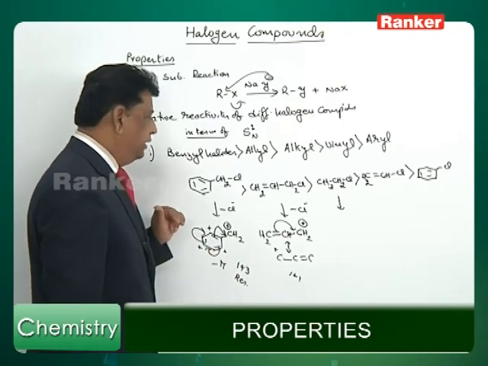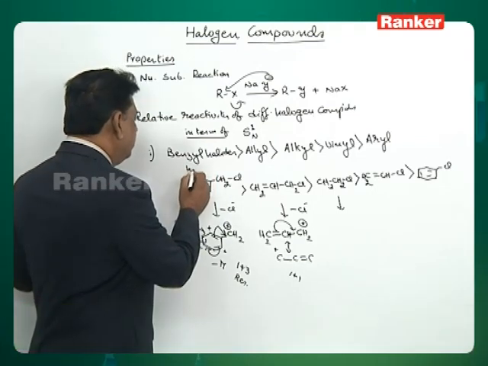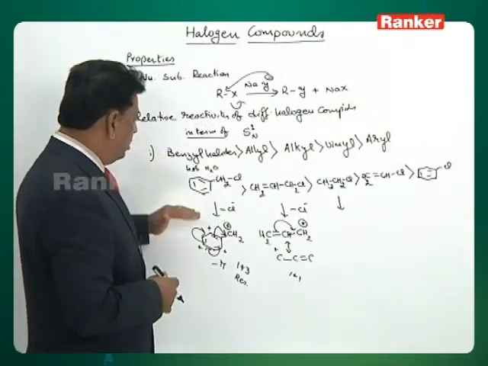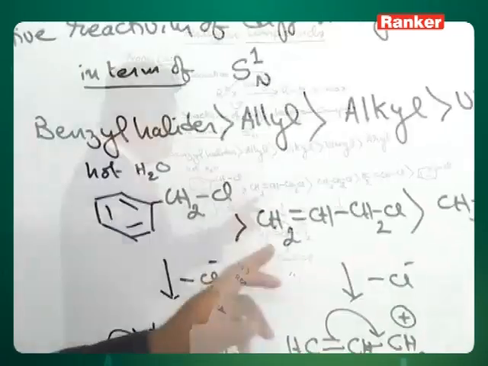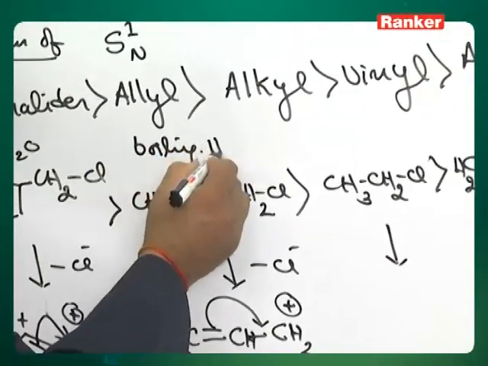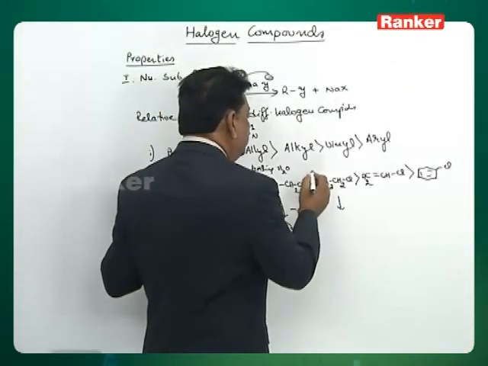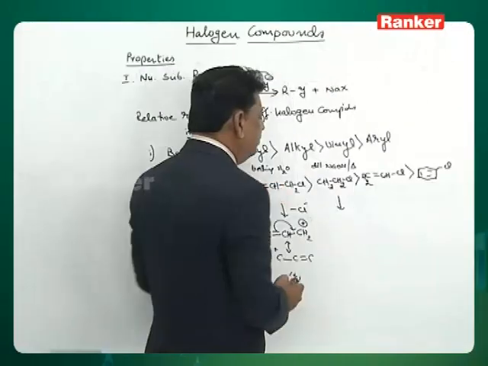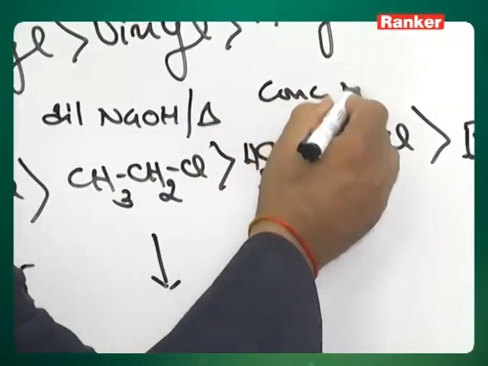Therefore, it is also seen that among these five types, for the first one the reaction takes place almost with hot water. The condition required to get benzyl alcohol is just hot water, which is enough to undergo the hydrolysis reaction. Whereas here, you take boiling water, meaning beyond 70 degrees, for the reaction to take place. Here, you need dilute NaOH and then boil it; otherwise the reaction will not take place. In vinyl chloride, you need concentrated NaOH and then boil it.